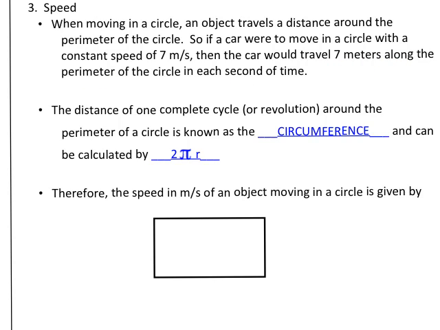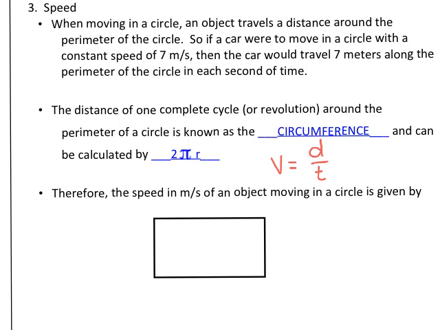So we're going to come up with an equation to write the speed for an object moving in circular motion. The distance covered for an object moving once around the perimeter of the circle is called the circumference. Hopefully you remember that you find circumference by doing 2 pi r. Typically when we looked at speed previously, we simply said distance over time.